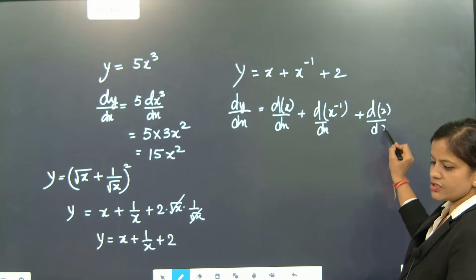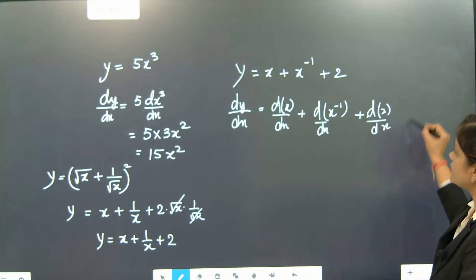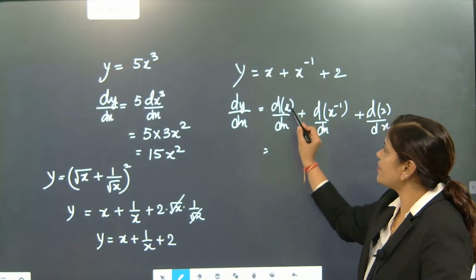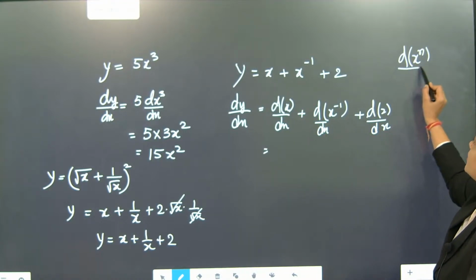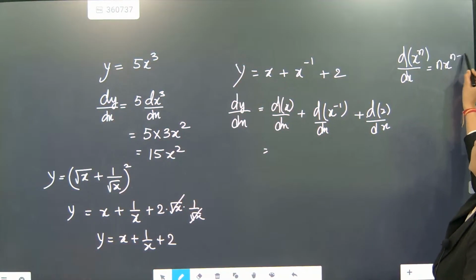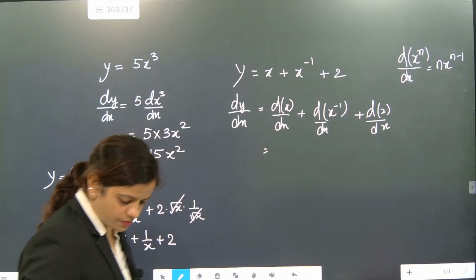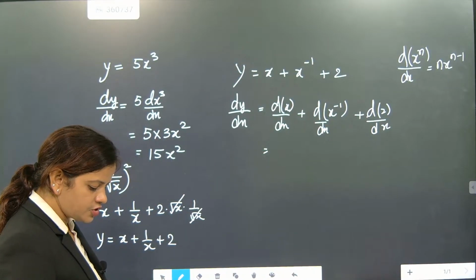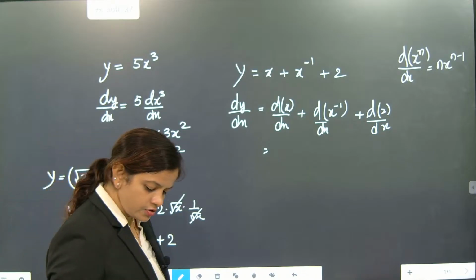So differentiation of constant will always become 0. So this part will become 0. Here differentiation of x. See, what is the general formula of differentiation of x to the power n? If you are knowing this, you will be able to solve the question. It is n x to the power n minus 1. I hope you might have understood.